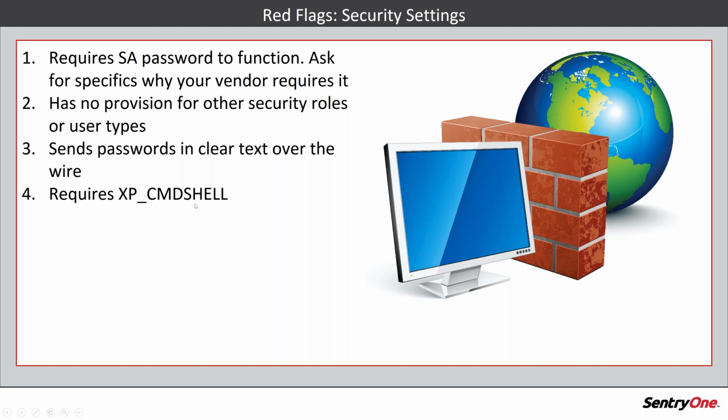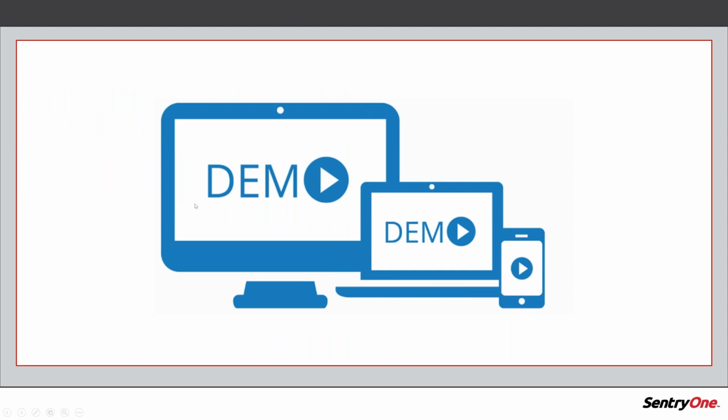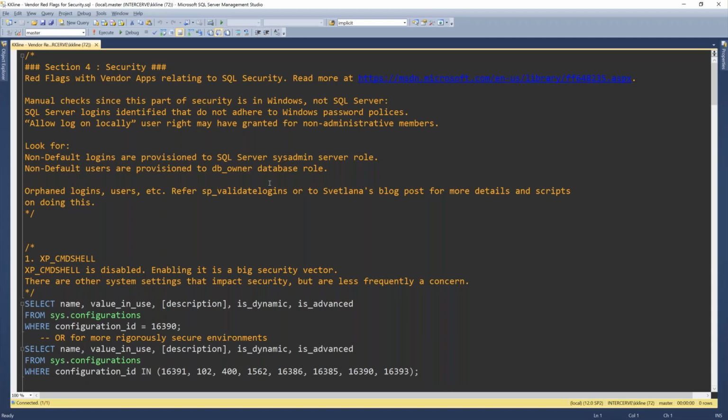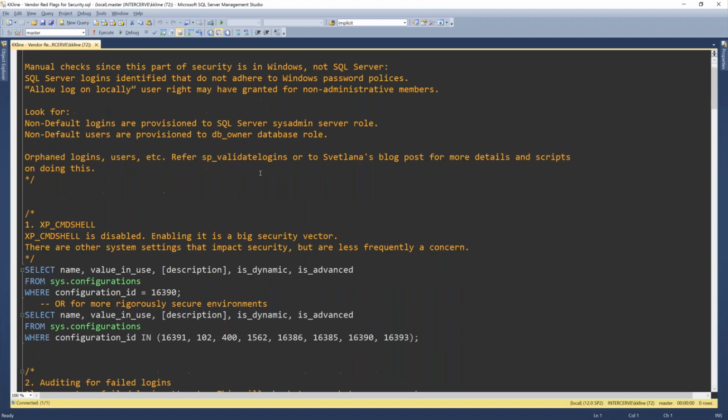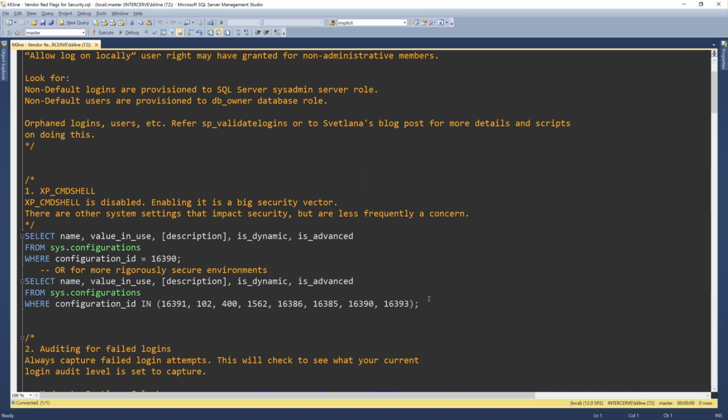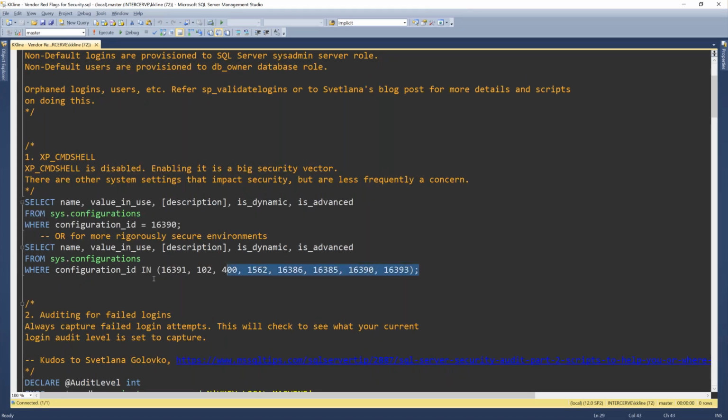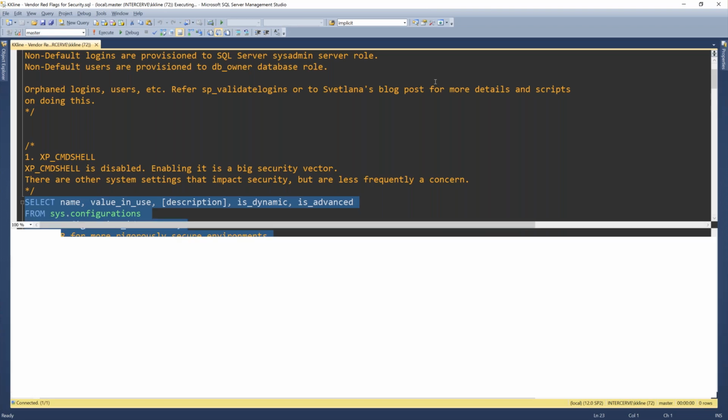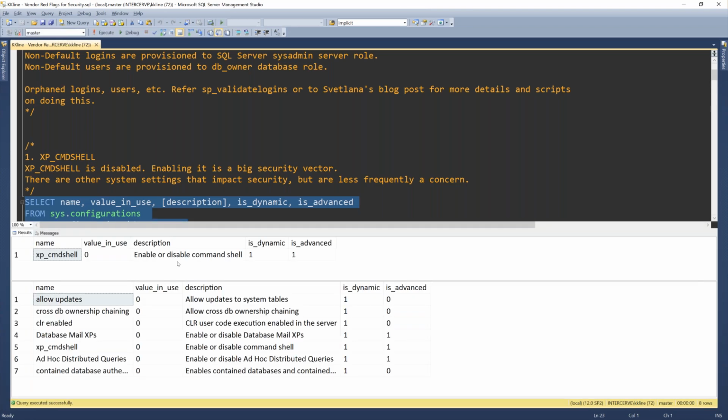Now, when it requires xp_cmdshell, that's a little bit different because there are a lot of useful practices around xp_cmdshell. But it's one of those things where if it is configured, I want to make sure I know why. So here I've got two queries that look at some system settings. The first one is just telling me whether xp_cmdshell is enabled, and when it's 0, it's not enabled. But I could set that at particular times. These other ones in the second query here are other doors that may be open.